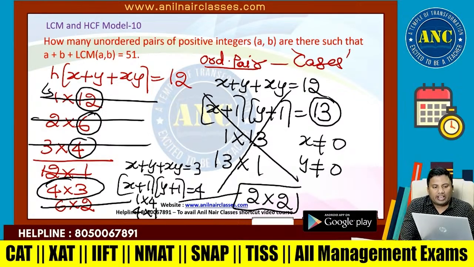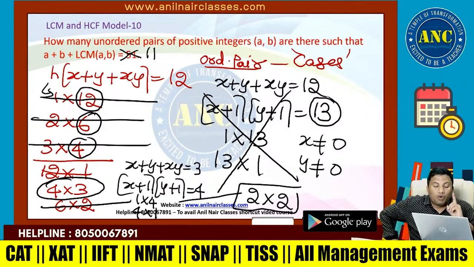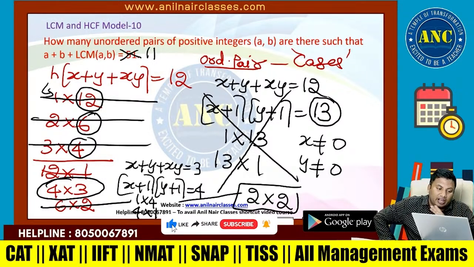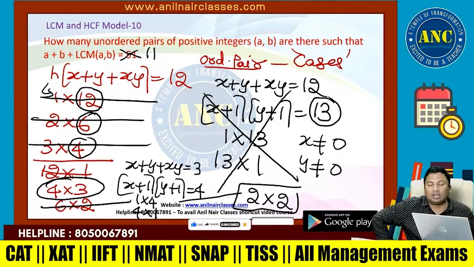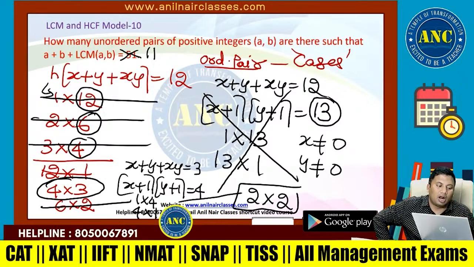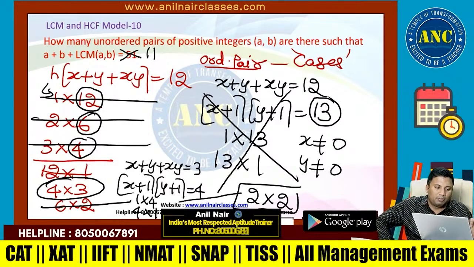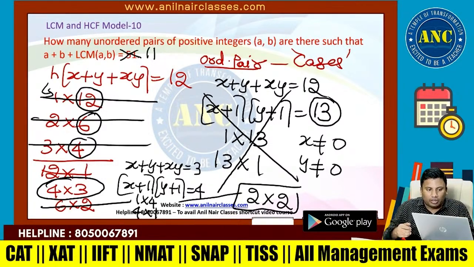H into x plus y plus xy it is. I am doing the question for 11 for your information. 1 into 12. 12 if I add 1 to it, it is 13. 13 is a prime number, not possible. 6 if I add 1 to it, 7 is a prime number, not possible. 4 if I add 1 to it, 5 is a prime number, not possible. 2 if I add 1 to it, 3 is a prime number, not possible. Only 2 cases we got. X is 2, y is 2.